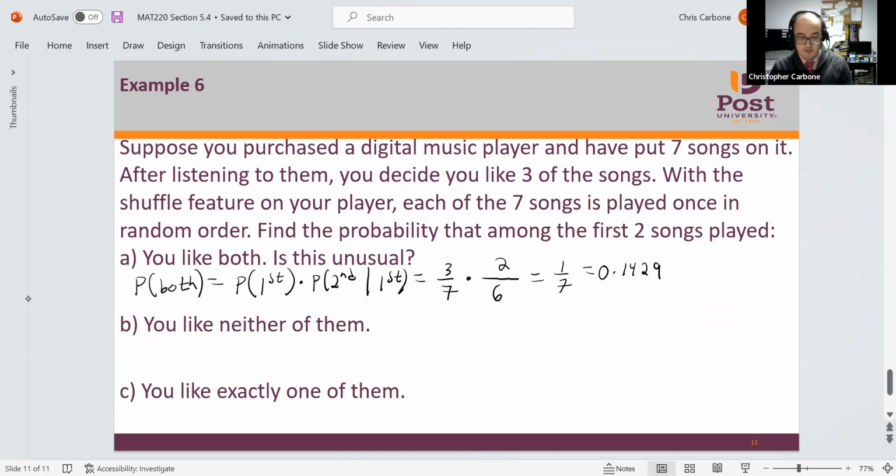0.1429, about 14%. Is this unusual? No, it is not unusual. It's nowhere near 5%. So because of that, it's not unusual.